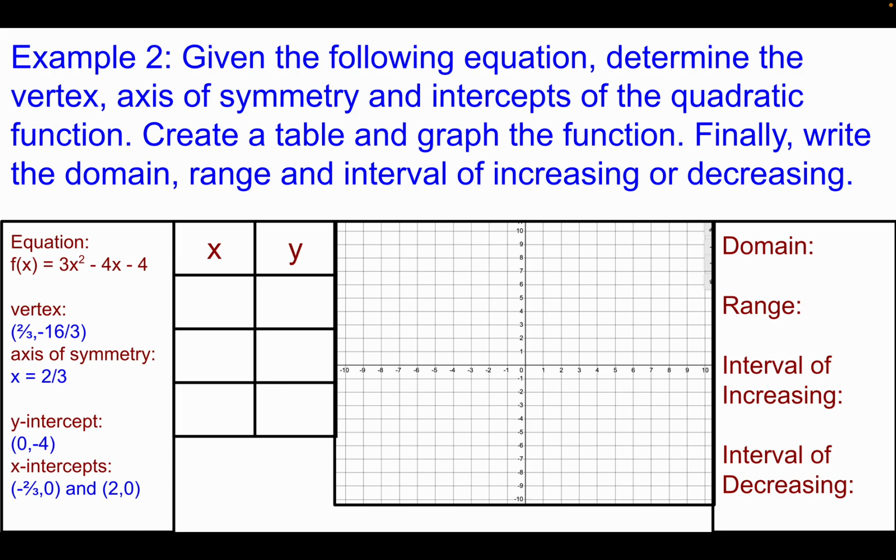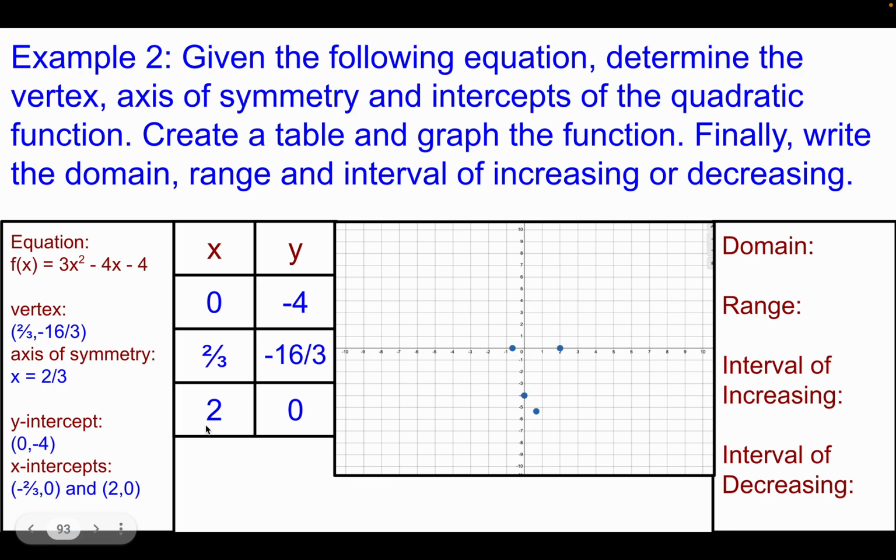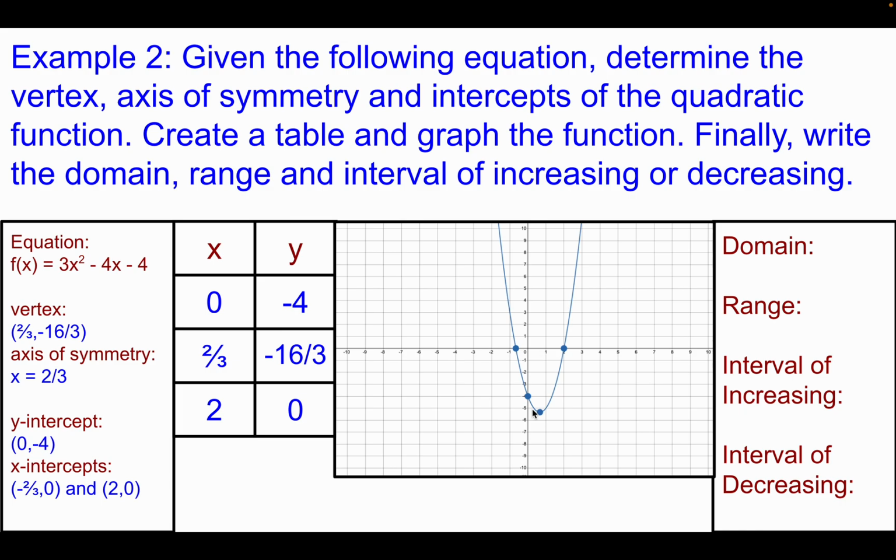Okay, our next problem is going to be to fill in the table with the points that we found. So I'm going to use the vertex, the y-intercept, and this x-intercept. So my vertex is 2/3 and negative 16/3. My y-intercept is 0, negative 4. And I'm going to use this x-intercept in the table, 2, 0. Next, I'm going to plot the points. I actually plotted both x-intercepts along with the y-intercept and the vertex. And then I will make a parabola go through those points.